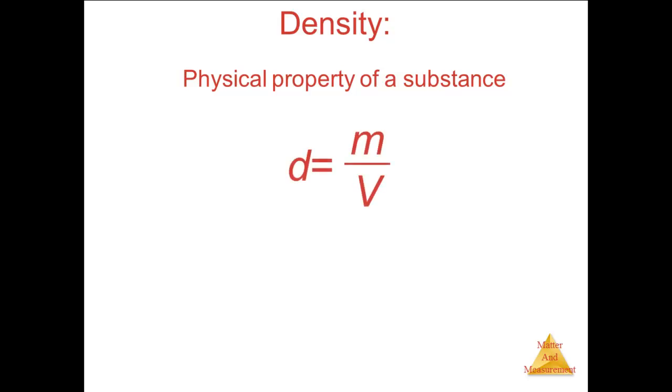Density is another example of a derived quantity. It is defined as the mass of an object divided by its volume. Interestingly, density is an intensive physical property derived from 2 extensive physical properties.